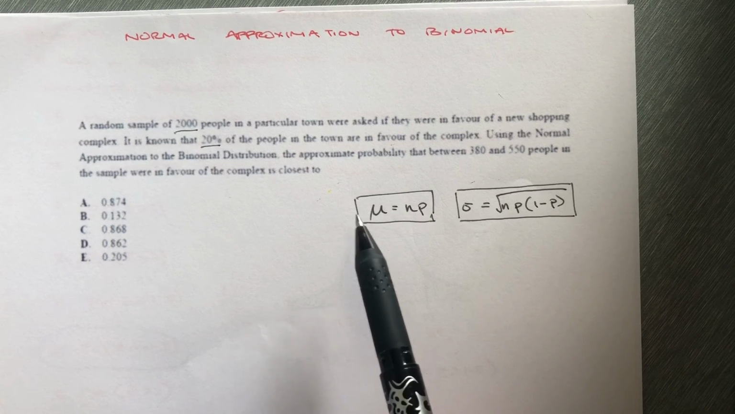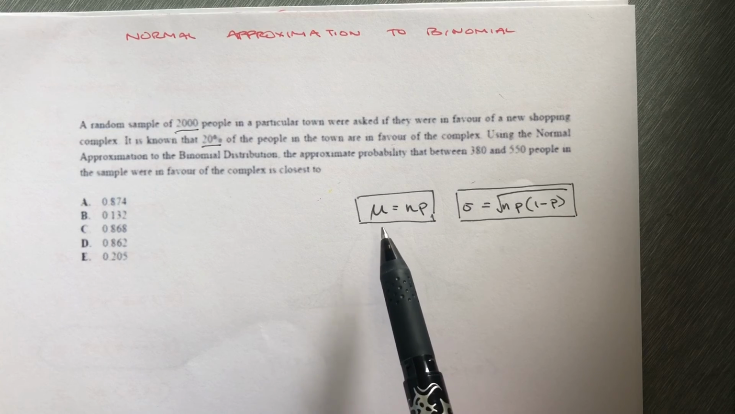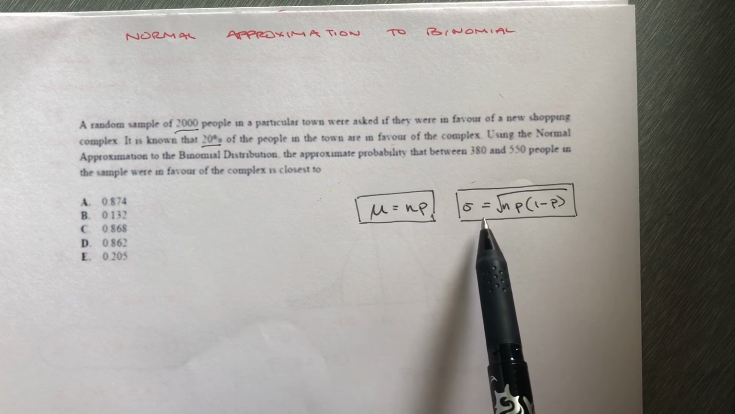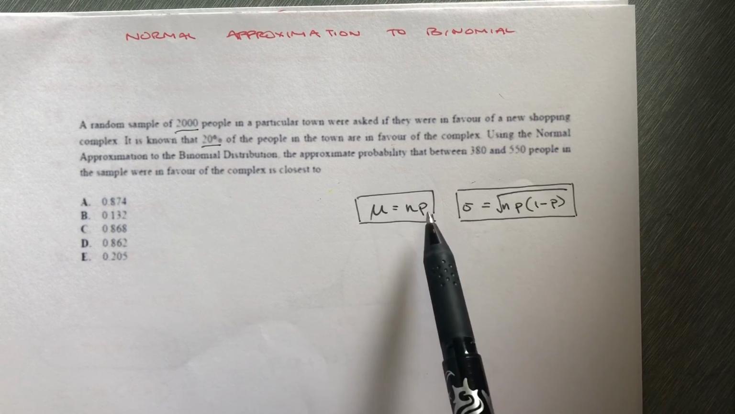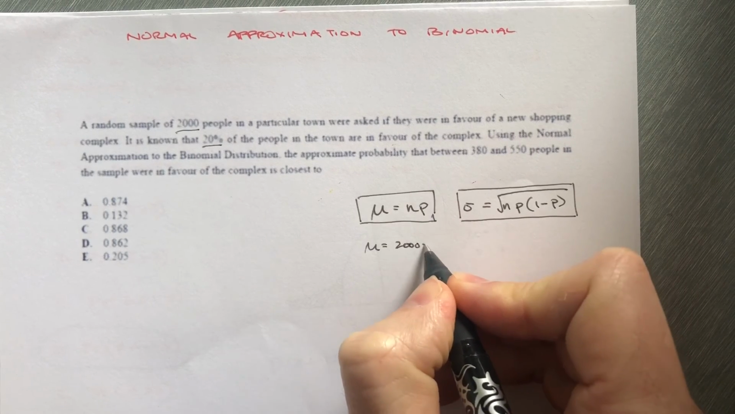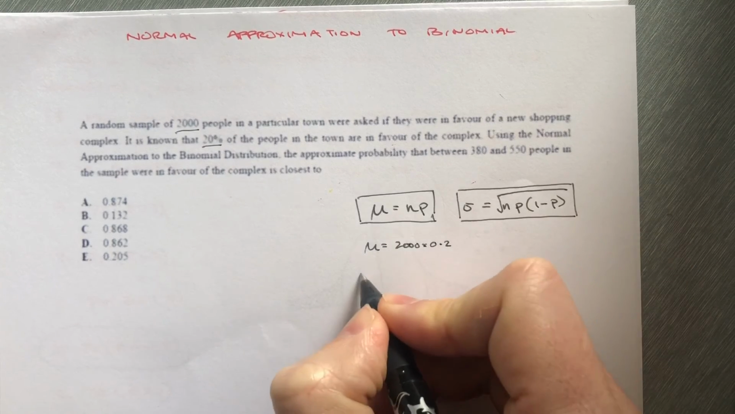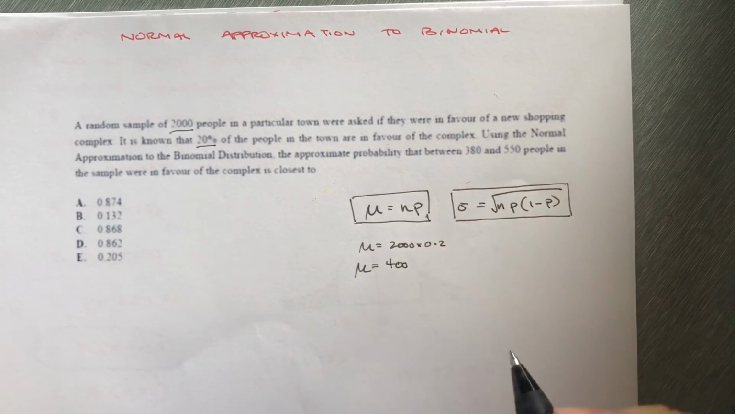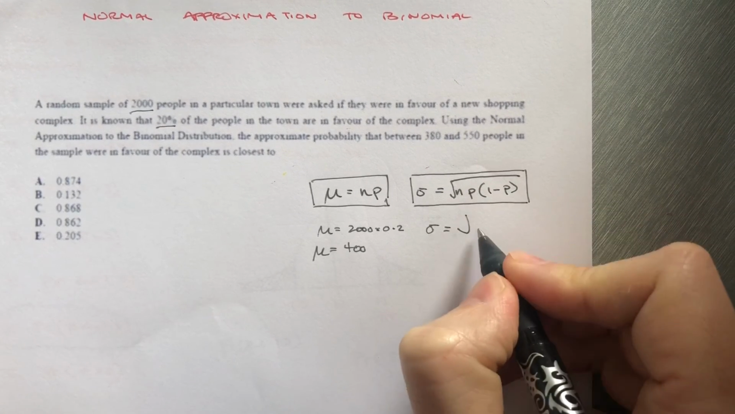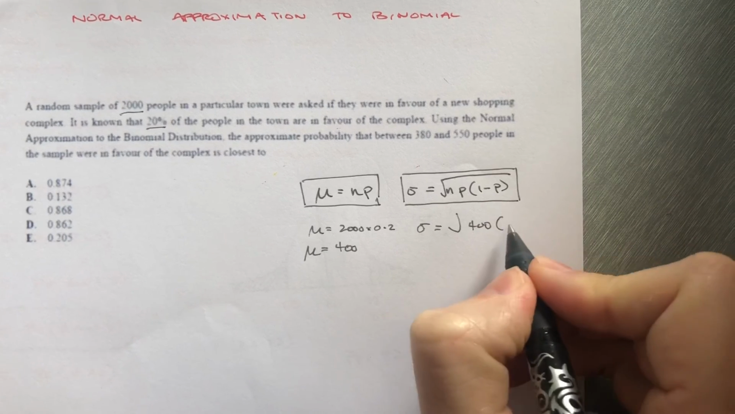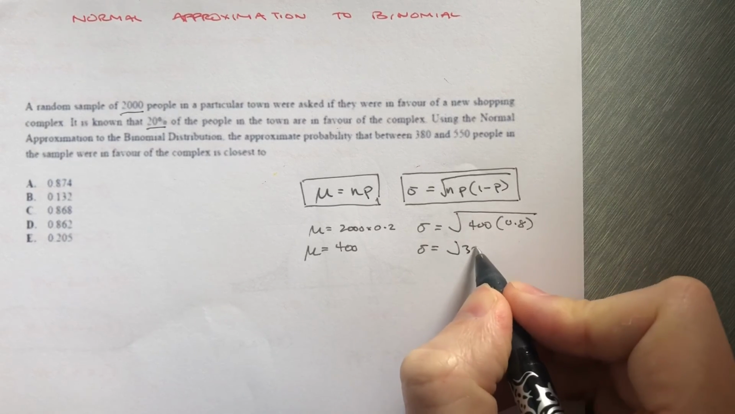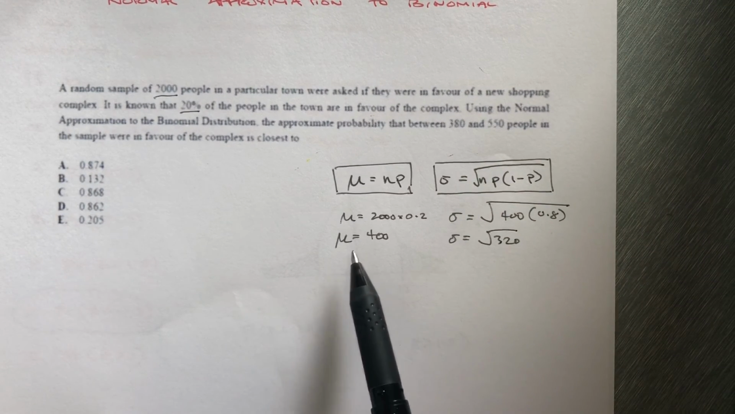Right, so we're using normal approximation, so we're going to use a normal distribution. We just need our mean and our standard deviation first. Let's work out the mean of this binomial. n was 2,000, p was 0.2, so our mean is 400. Great. Now we need our standard deviation. np ended up being 400, and 1 minus p is 0.8, so that means we're going to have the square root of 320. Cool. We have our mean and we have our standard deviation.